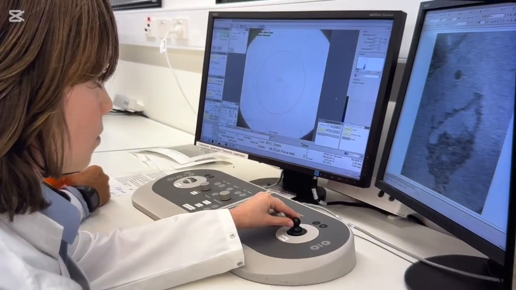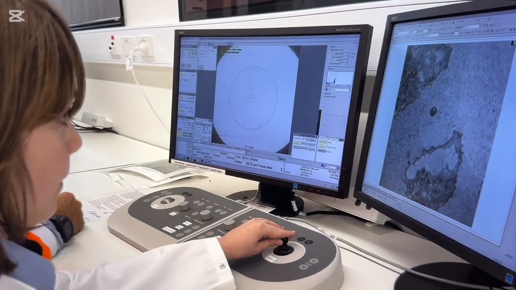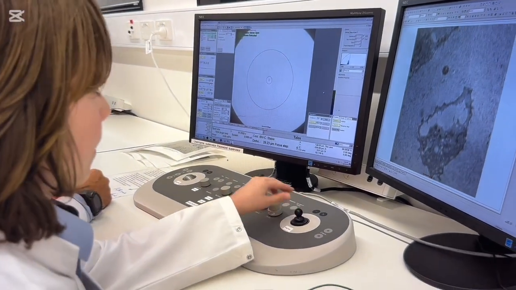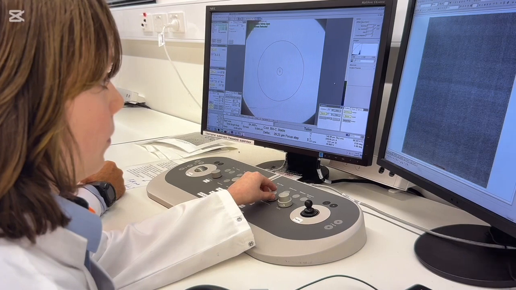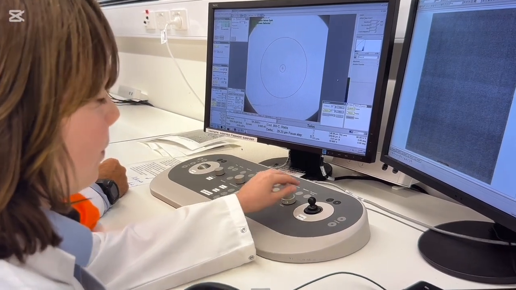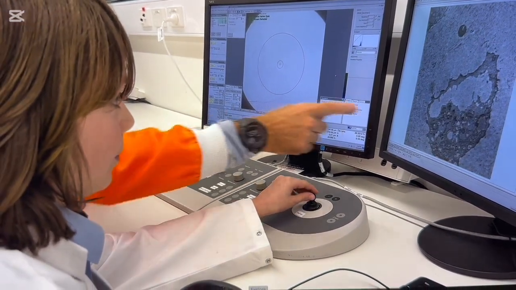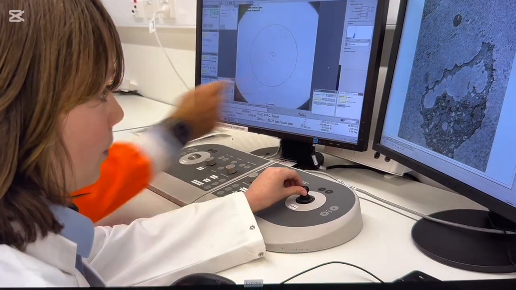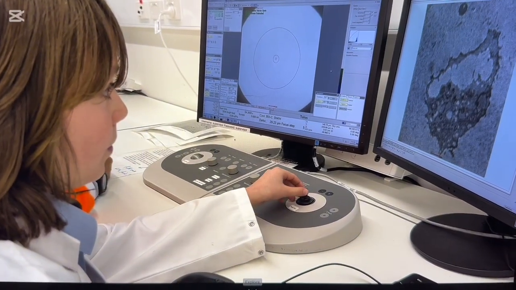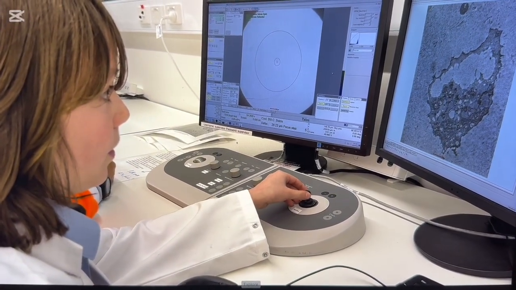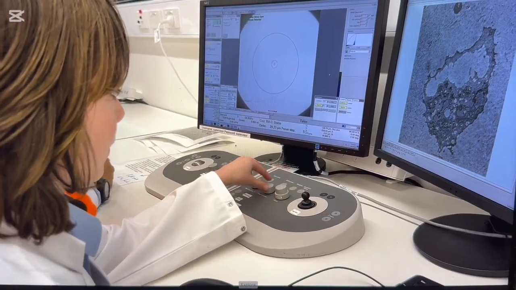This video shows how I took electron micrographs. I moved the Joy-Con to center the cell, and then I turned the knobs at the left of the Joy-Con to increase the magnification. When I was happy with the image, I clicked Capture to take a photo. The process of taking a light micrograph was very similar.